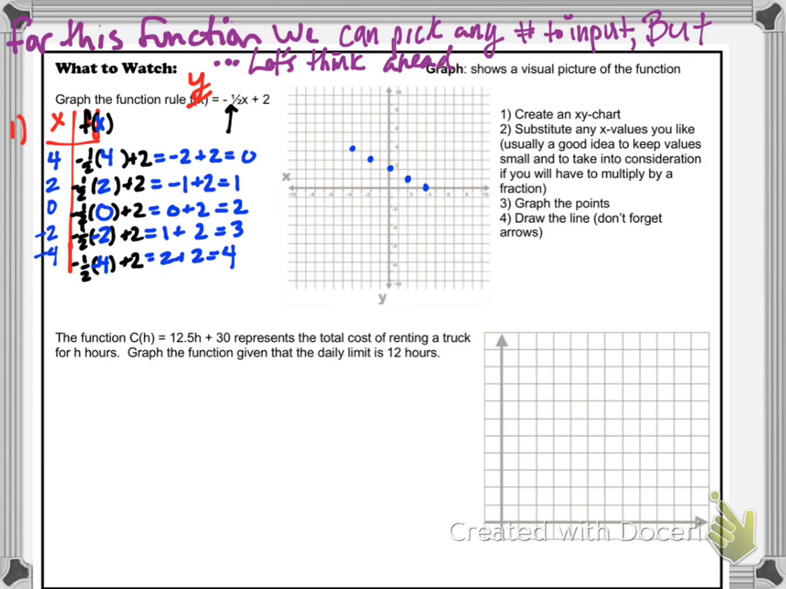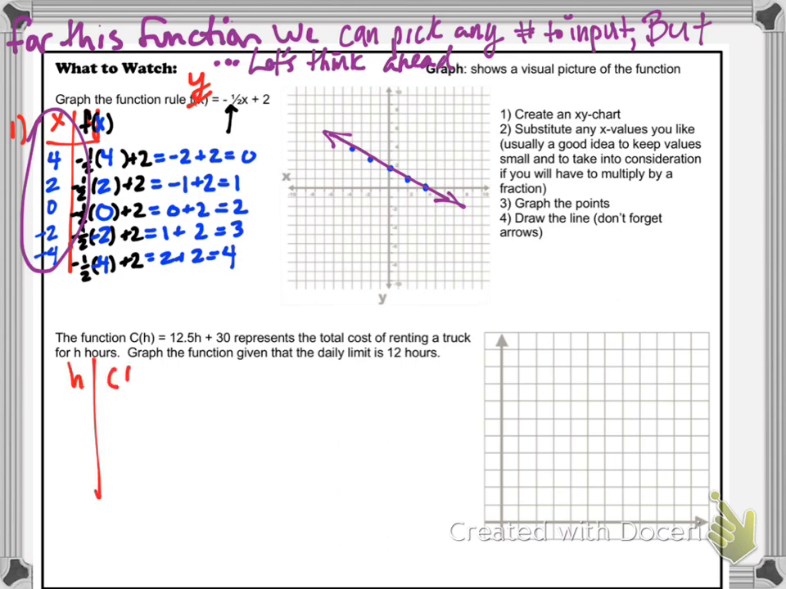And then plotting those x-y pairs gives us this. Now in this case, I can and in fact should draw a line that connects all those points because I just picked these 5 points here. I could have picked any number. So there's an infinite number of inputs, therefore an infinite number of outputs. So this should be a continuous line, and the arrows tell us that that goes on forever in each direction.